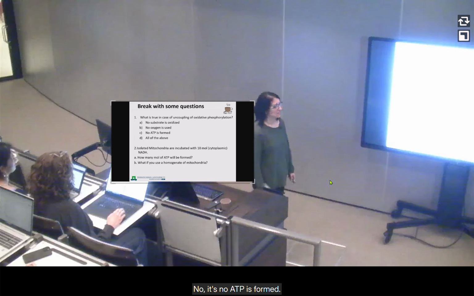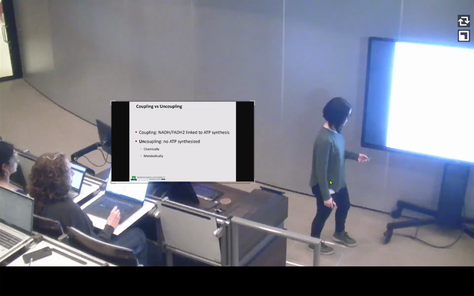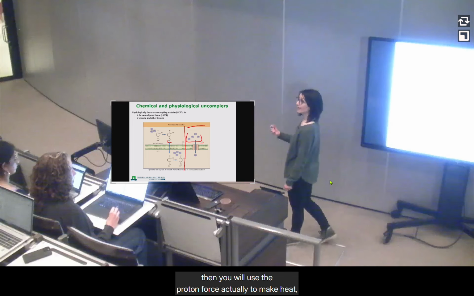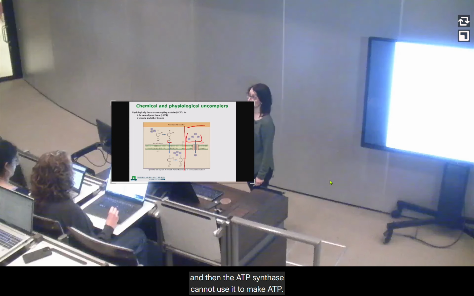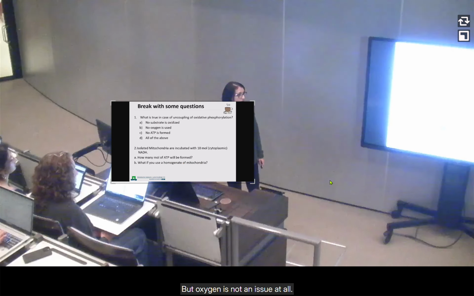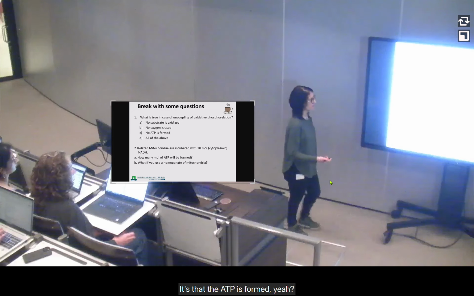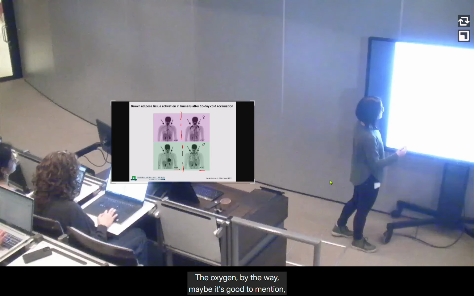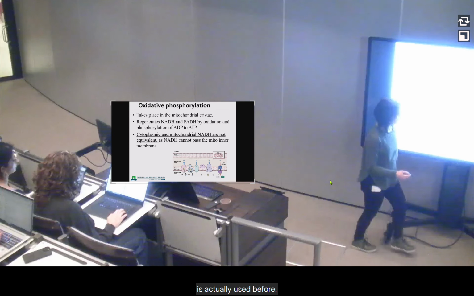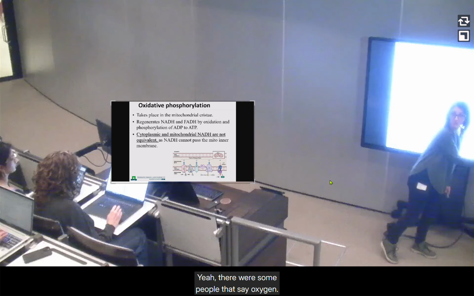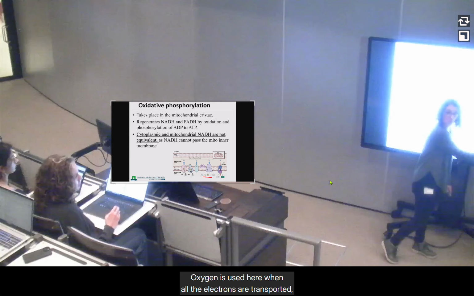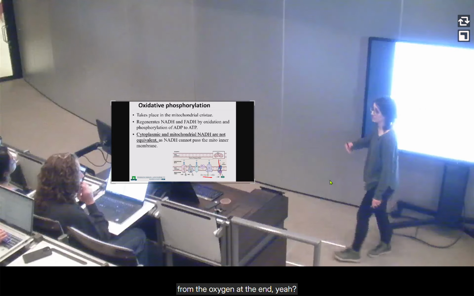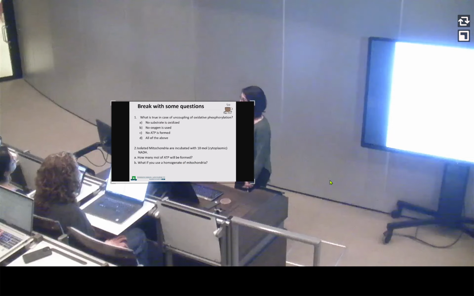No, it's no ATP formed. Remember, we just showed you: if you go here, then you will use the proton force to make heat, and then the ATP synthase cannot use it to make ATP. But oxygen is not an issue at all. It's that the ATP is formed. The oxygen, by the way, maybe it's good to mention, is actually used before. There were some people who said oxygen. Oxygen is used here when all the electrons are transported, but the protons are used independently from the oxygen at the end.